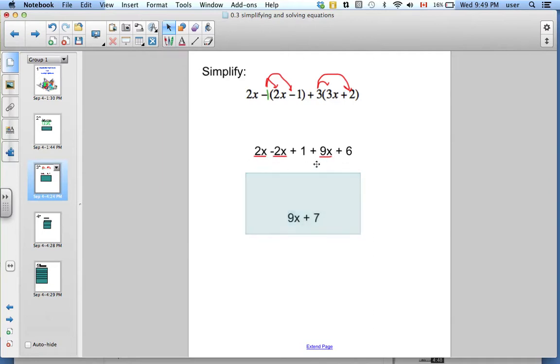So I eliminated a step where we combine them. And then we're going to have 9x left over. The only things that aren't underlined are positive 1 and 6. You're going to add those two together where you get 7. So that's our final answer when we simplify.